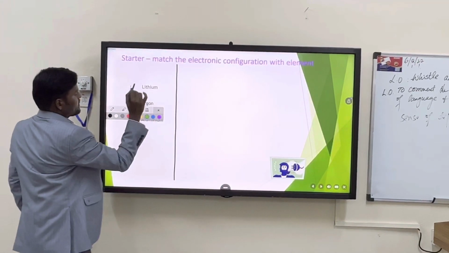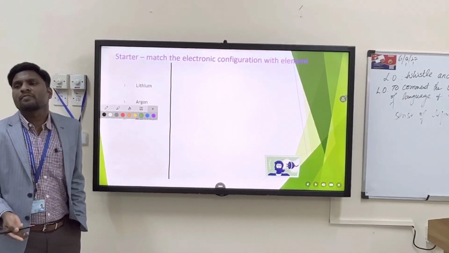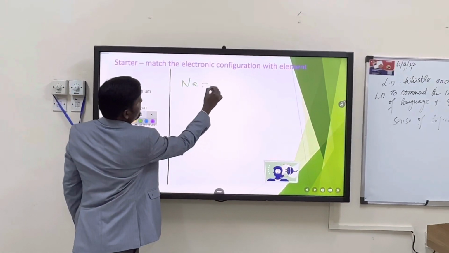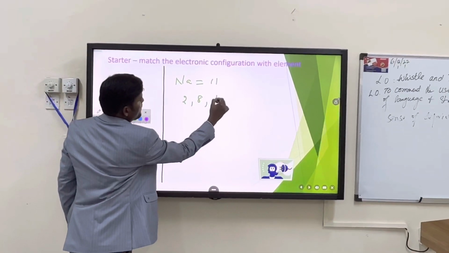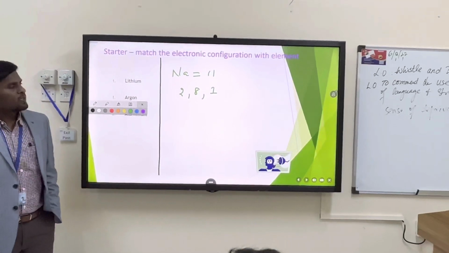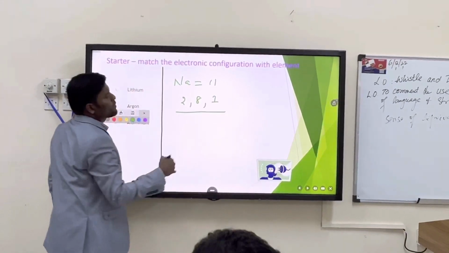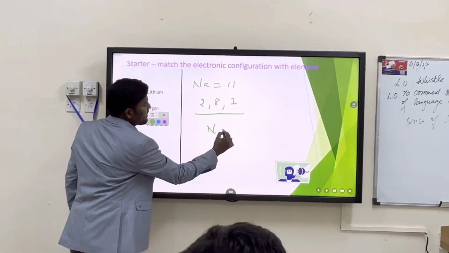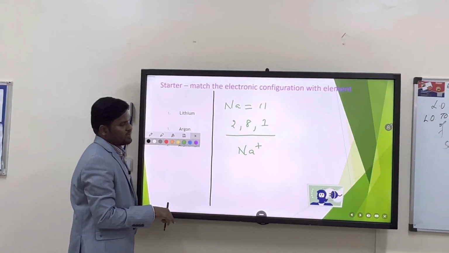sodium ions. Okay, so guys, what is the atomic number of sodium? It's 11. So sodium's atomic number is 11. The electronic configuration is 2,8,1. So the sodium has one valence electron. So in order to get a full outer shell of electrons, it's easy for sodium to lose one electron. Thus, sodium forms a sodium ion, having a full outer shell of electrons.